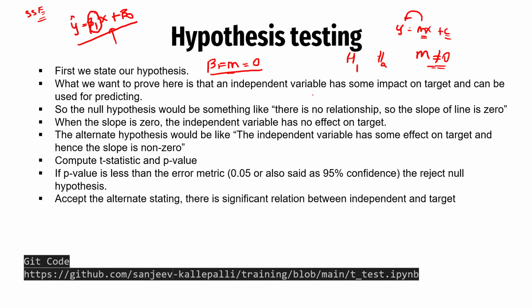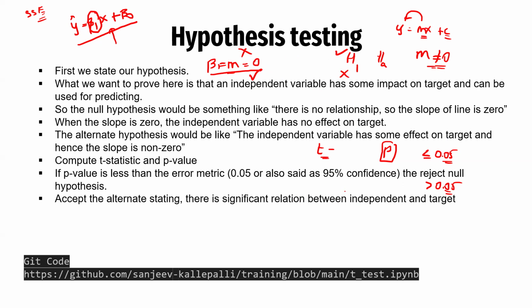For this, we would be calculating the t statistic, and based on the t statistic, we'll find the p-value. Okay, this is the probability value, and we'll check if the probability value is less than 0.05. Then we will reject the null hypothesis and accept the alternate hypothesis. If the value is greater than 0.05, it means that the null hypothesis cannot be rejected. It has to be accepted and the alternate should be rejected.